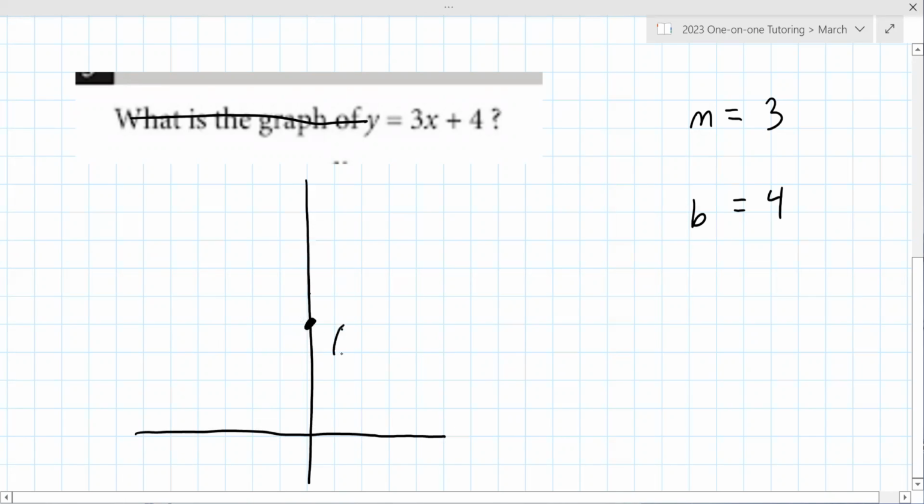So do you agree that this is (0, 4) here on my graph? Yeah. That's the B value. The slope is 3, but it's really 3 over 1. Now that means from this point here, you're going to go up 3 and right 1, up 3 and right 1. All right. So the graph would look something like this.